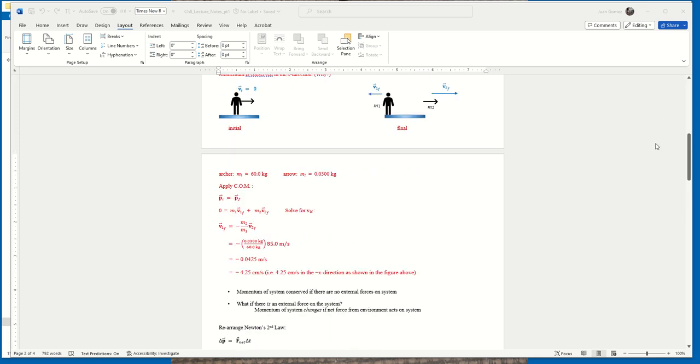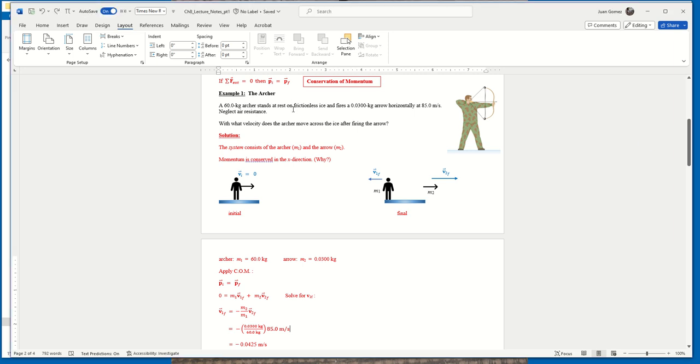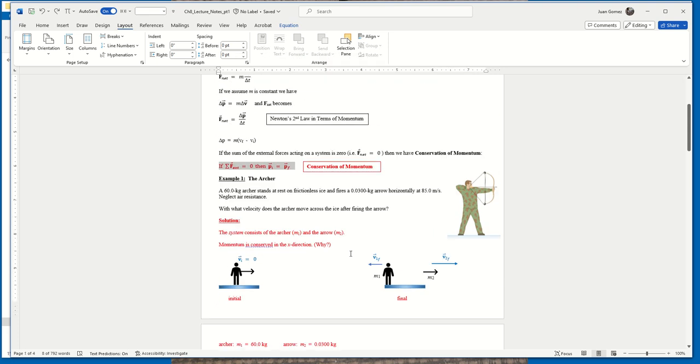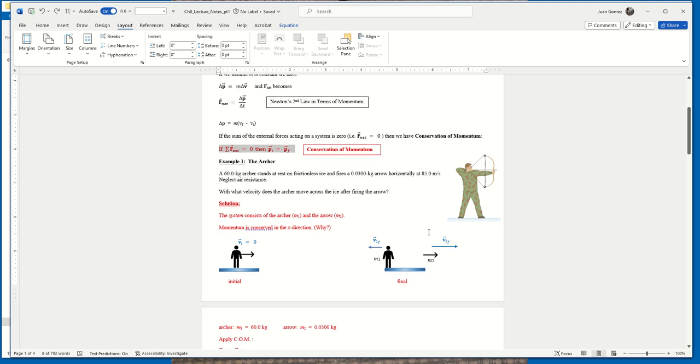Well, remember, in the previous lecture we looked at conservation of momentum. If the sum of the external forces acting on the system equals 0, then the initial momentum of the system, pi, equals the final momentum of the system, pf. And we did the example with the archer firing the arrow, where we know that momentum is conserved in the x direction because there are no external forces acting on either the archer or the arrow in the x direction. There are no forces acting on either object in the x direction because, neglecting air resistance, the ice is frictionless.